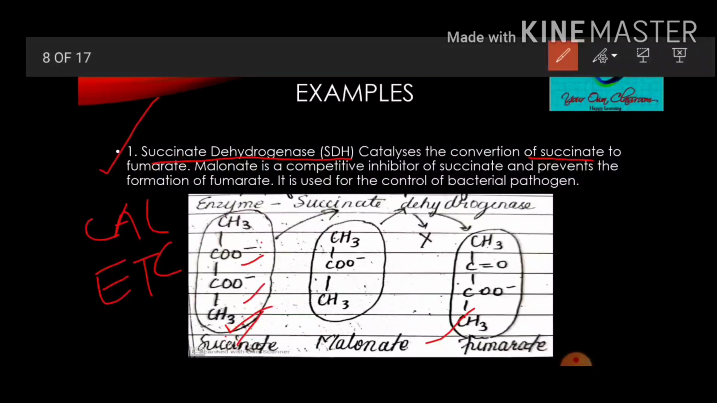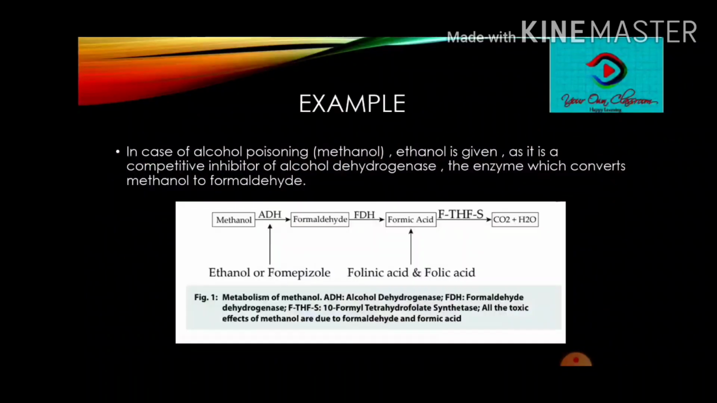And if you want to stop this conversion from succinate to fumarate, you need to add malonate. Malonate is a structural analog. It looks similar to the succinate. So this is how we control the growth of bacterial pathogens. In case of bacteria, if succinate's conversion to fumarate can be stopped, then their growth can be stopped.